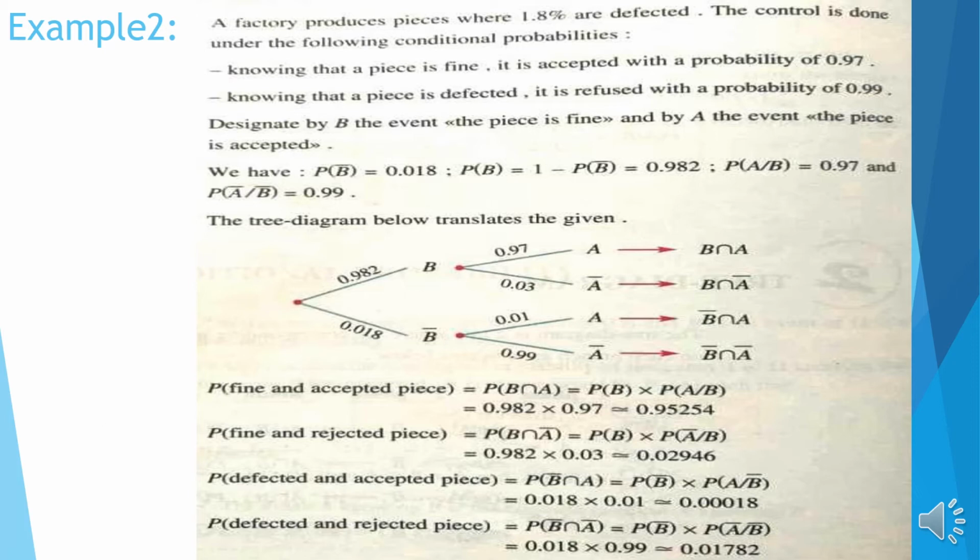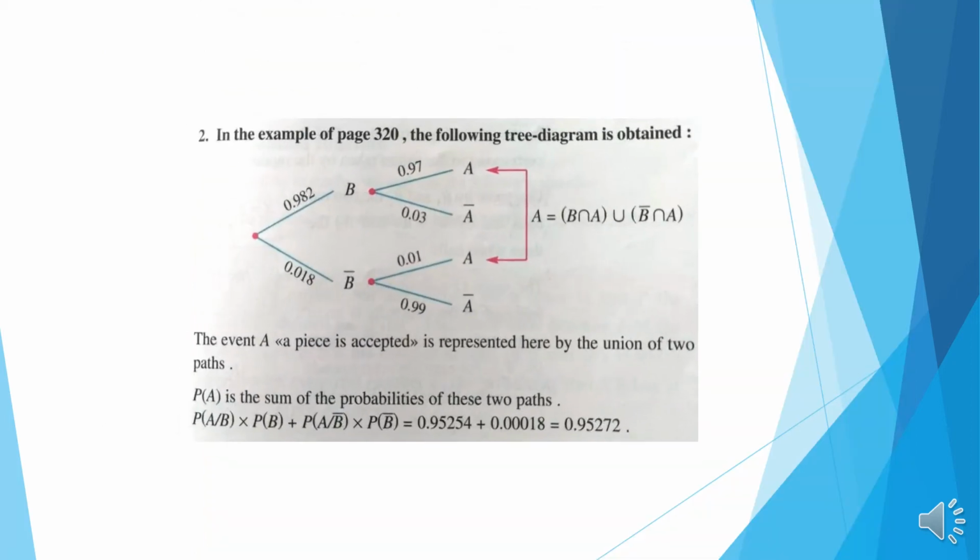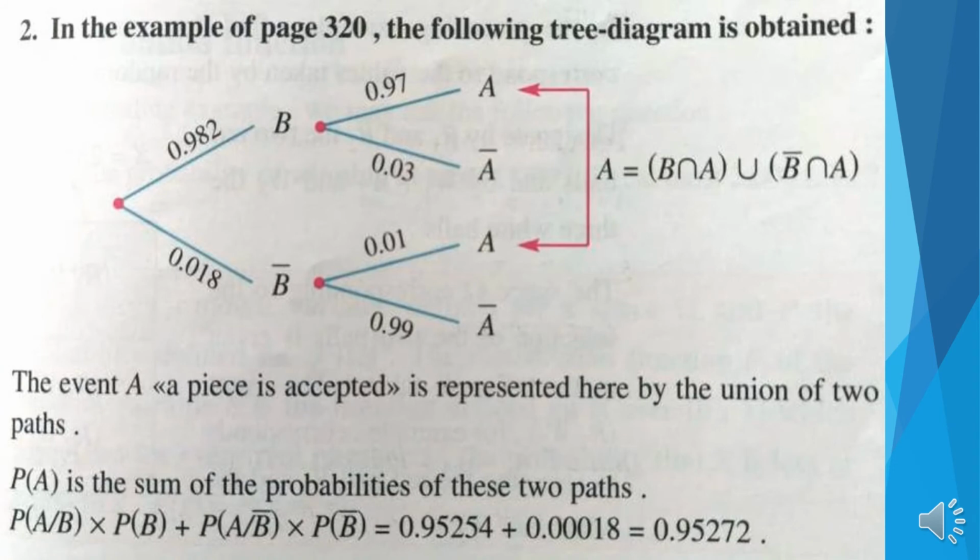Defected and accepted means B bar intersection A. Also you can see the answer from the tree diagram. Finally, defected and rejected means B bar intersection A bar, and you can see the answer from the diagram. So this example gives us the total probability of A.